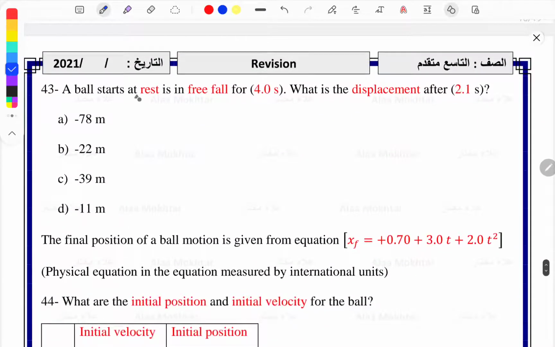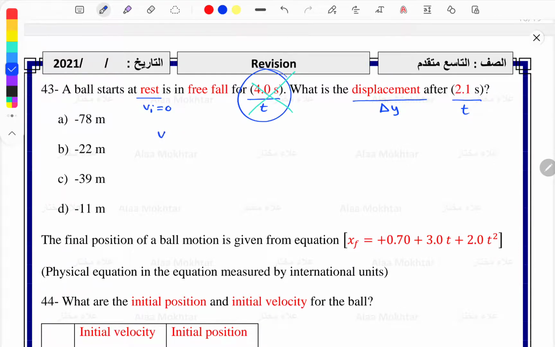A ball starts at rest. V initial equals 0. In free fall for 4 seconds, t equals 4 seconds. What is the displacement delta y? He gave me the answer in negative, so I will calculate it as negative. After 2.1 seconds, this is the time. What about the other time? We will not use it, because he asked for the displacement after 2.1 seconds. We will use 2.1. The 4 seconds is not needed in this question.